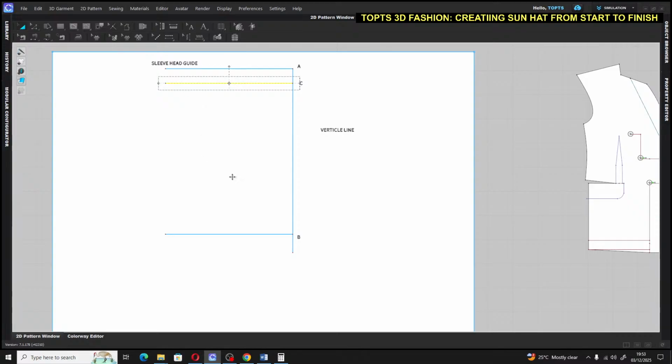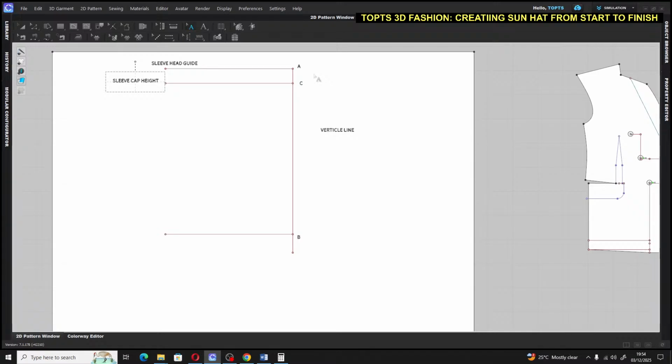We continue from here. So we have got our point C, which is the cap height. So we label it also as sleeve cap height. Sleeve cap height.